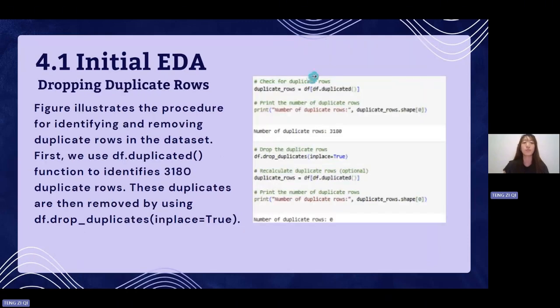The following is dropping duplicate rows. The figure illustrates the procedure for identifying and removing duplicate rows in the dataset. First, we use the df.duplicated function to identify 3,180 duplicate rows. These duplicates are then removed by using df.drop_duplicates with inplace equal to True.